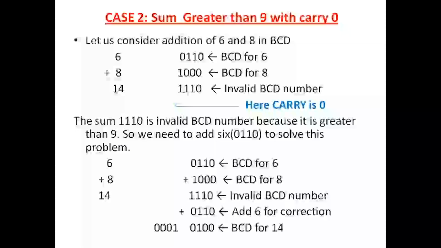Coming to the second case, where the sum is greater than 9 with carry 0. For example, here we have got a result of 14. But 14 is invalid in BCD. So what we need to do? We need to add a value called 6. So I get 1 as separate and 4 as separate.